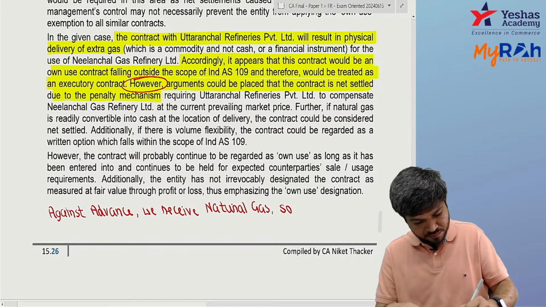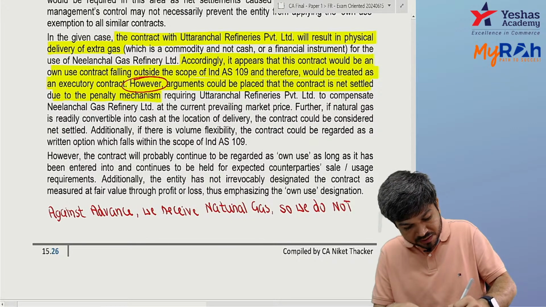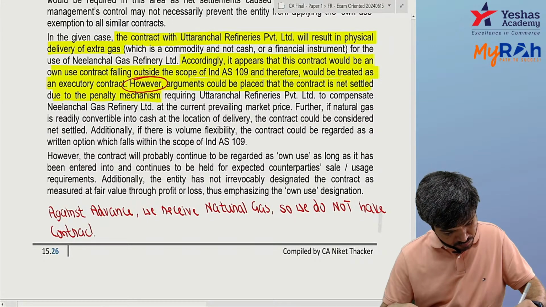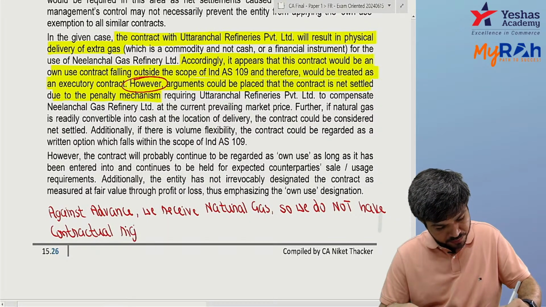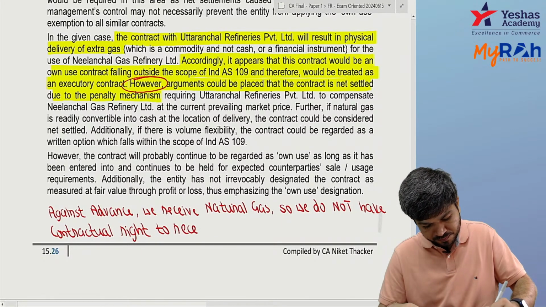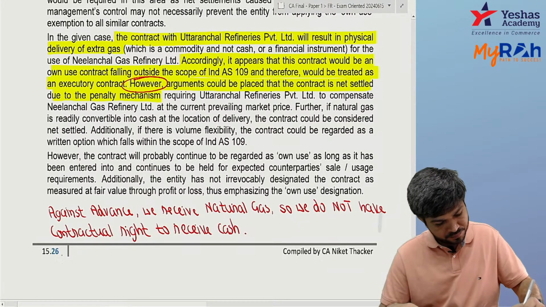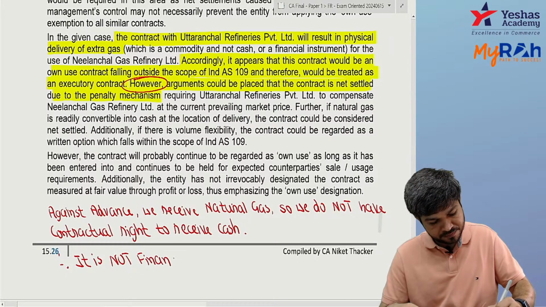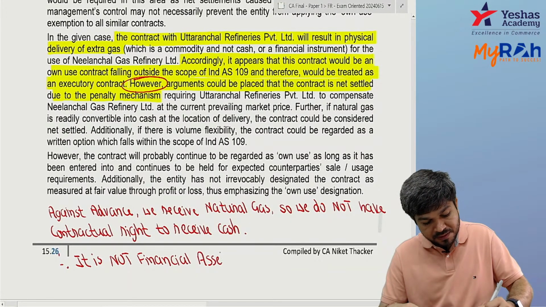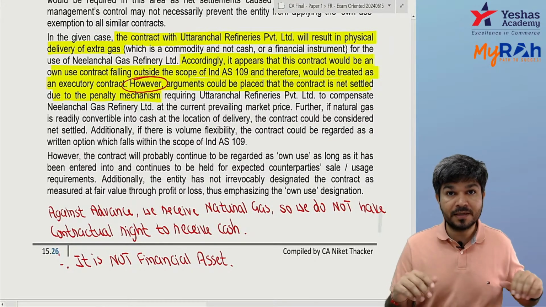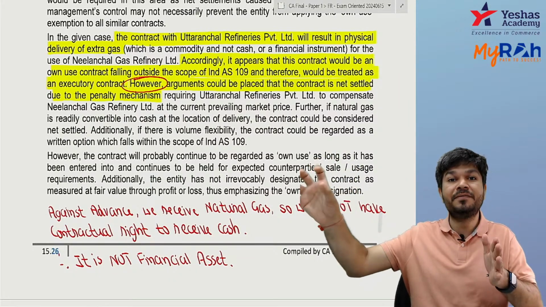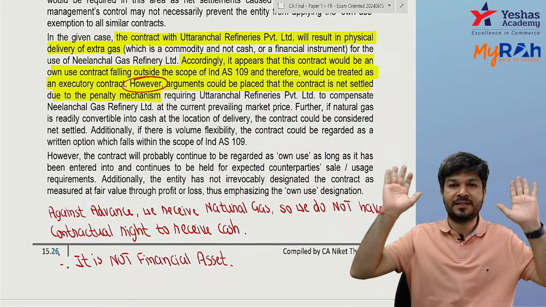So we do not have a contractual right to receive cash. Therefore, it is not a financial asset. Okay, the advance is not your financial asset. You'll be getting goods. And number two, over here there's a contract to buy or sell a non-financial item to be settled by delivery. It's outside the scope of 109.